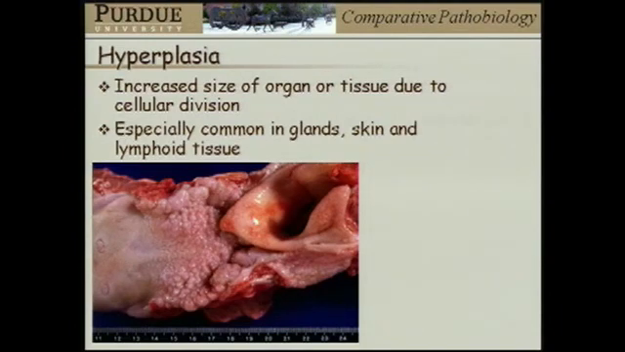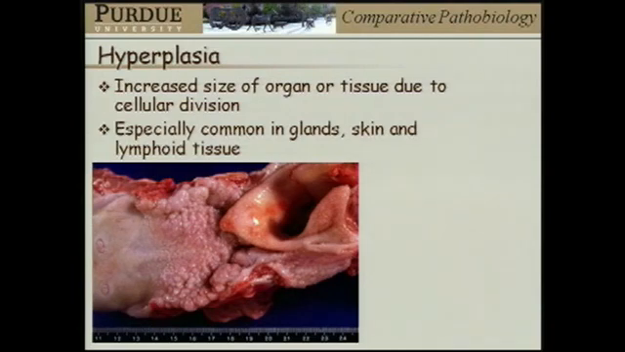Hyperplasia implies that the tissue or the organ is larger than it should be, and it implies that that increase in size is due to increased numbers of cells. So it's especially common in tissues that are capable of cell division, such as any gland, skin, lymphoid tissue. The enteric tract is another possibility.